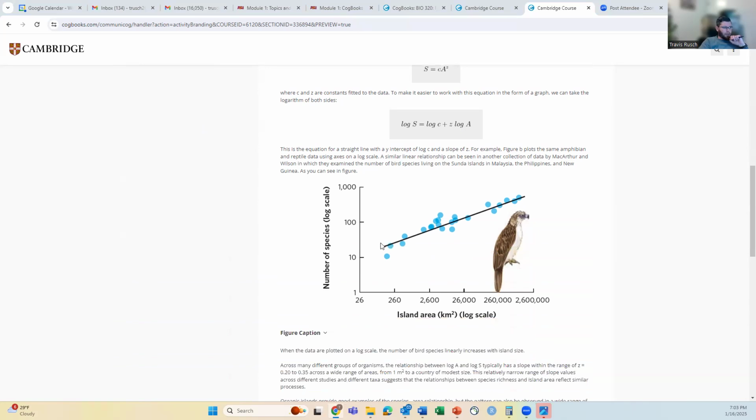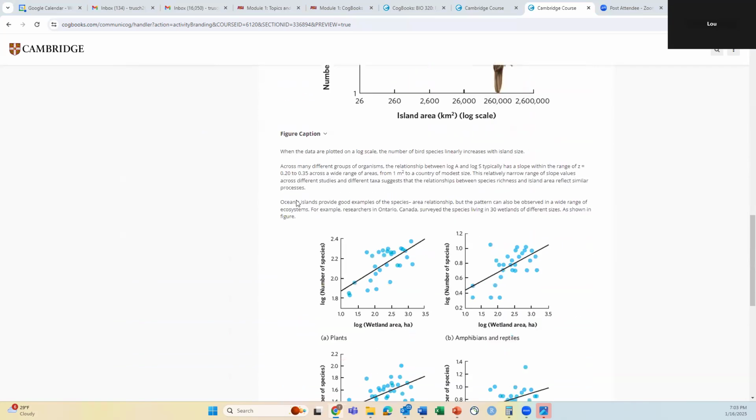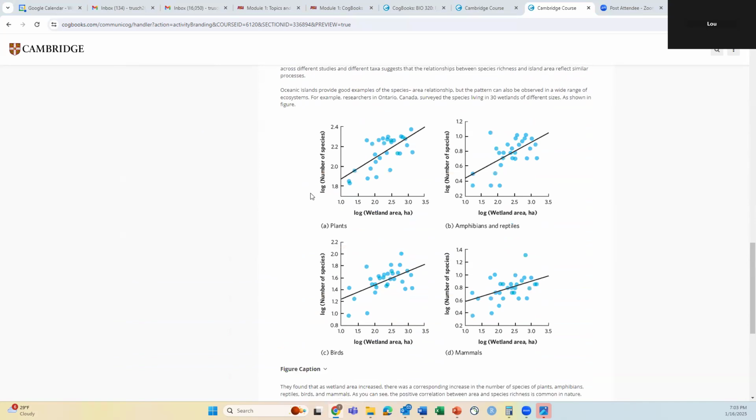And this is just another real example of land area and the number of species using birds. Same pattern. And this breaks it down even further by different species, right? We have plants, amphibians and reptiles, birds, and mammals. They all show this positive trend. As we increase land area, we increase the number of species.